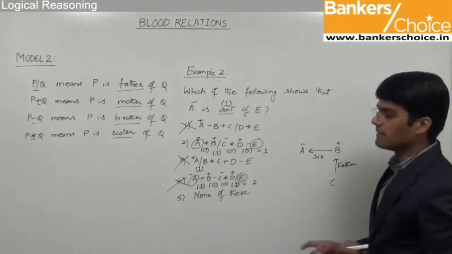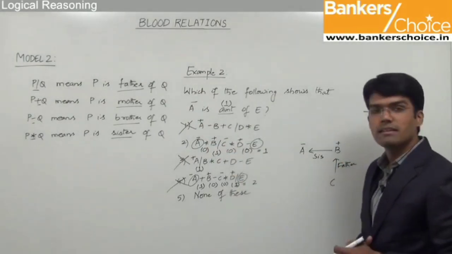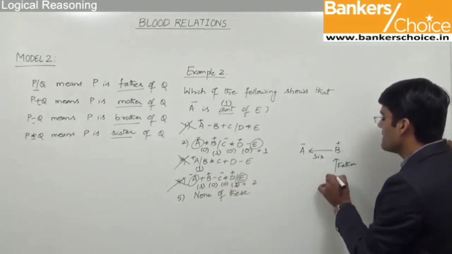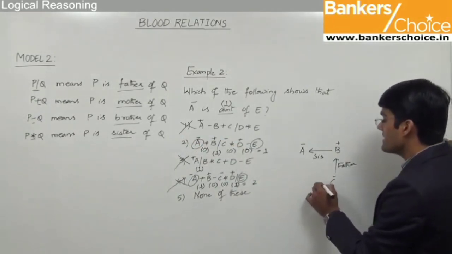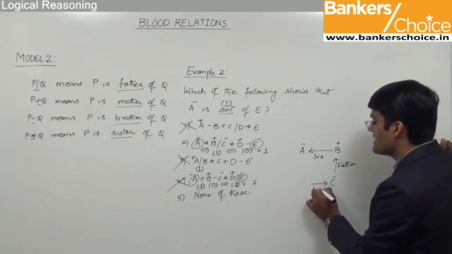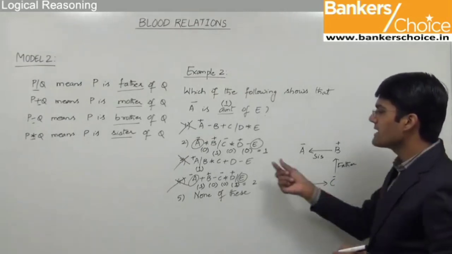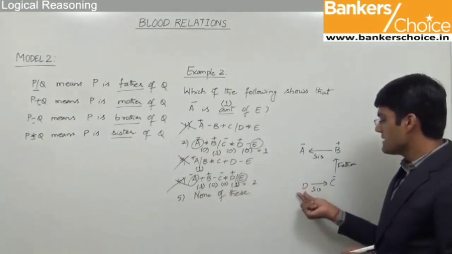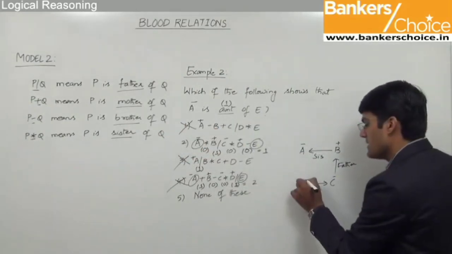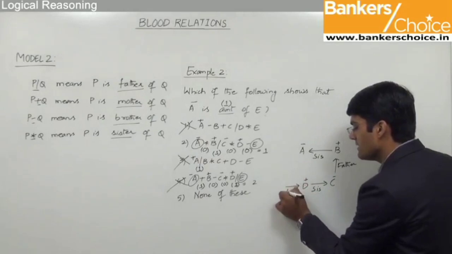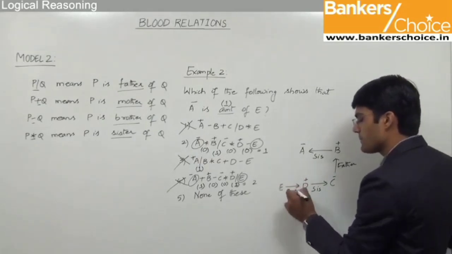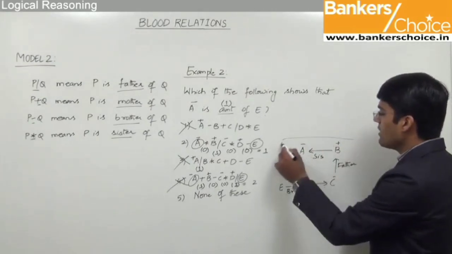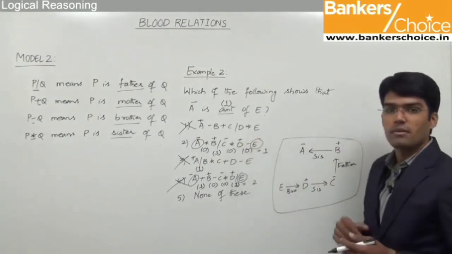So C can be taken here. The next set here is C star D. C star means C is the sister of D. So very clearly C is a female person and C is the sister of D. And the last set here is D minus E. Minus means brother. So D is the brother of E. So D is a male person and he is the brother of E. E's gender anyway cannot be determined. So this is the family tree for option number 2, which is left out.